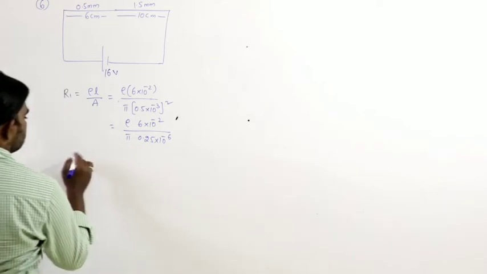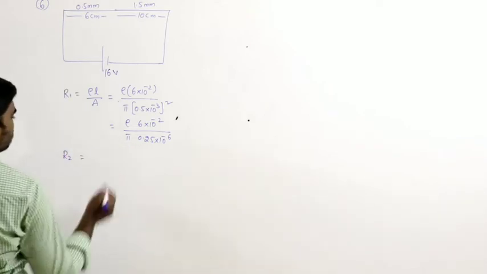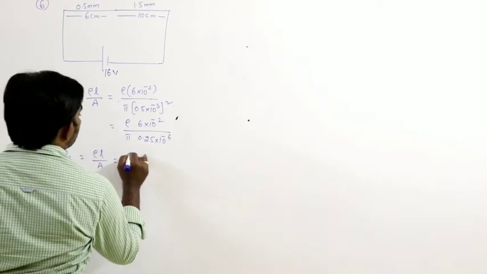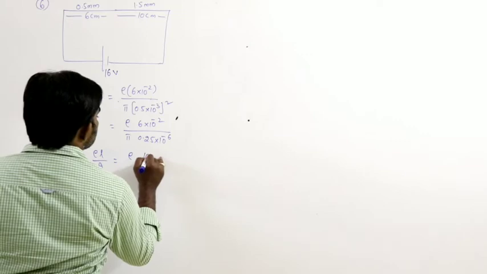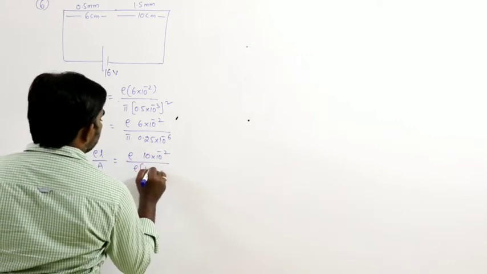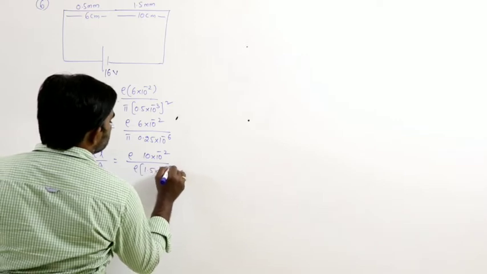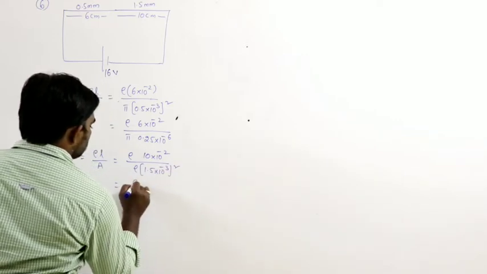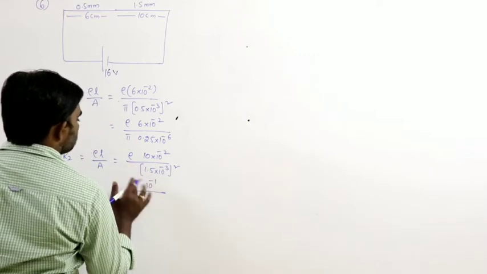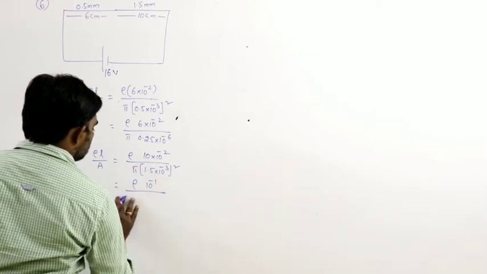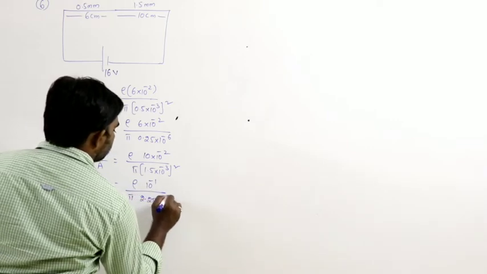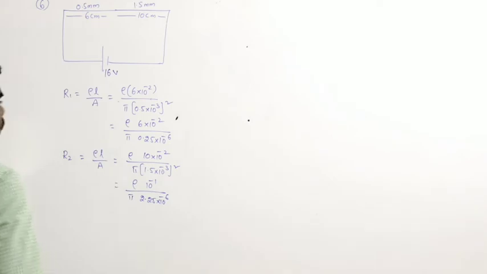This is R1. Similarly, R2 can be written as again rho L by A. L is 10 centimeters, and the radius is 1.5 into 10 power minus 3 whole square. So rho into 10 power minus 1 by pi into 2.25 into 10 to the power of minus 6. These are R1 and R2.